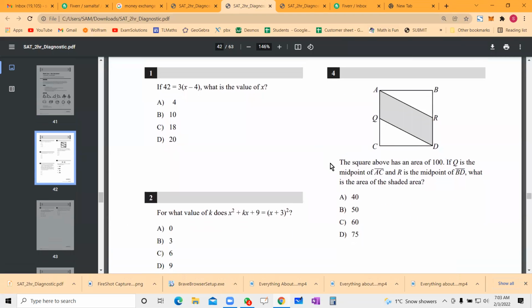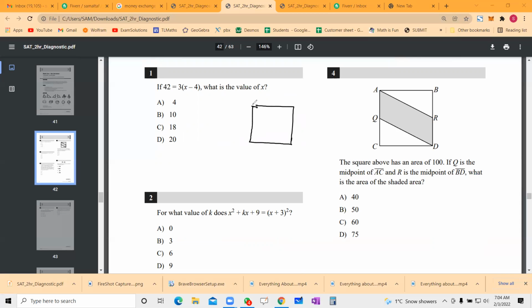Let's move to question number 4, right? Okay, can you read it? The square above has an area of 100. If Q is the midpoint of AC and R is the midpoint of BD, what is the area of the shaded area? So we need to read the question step by step. Square has an area of 100. What does that mean? Is there any information hidden in that?